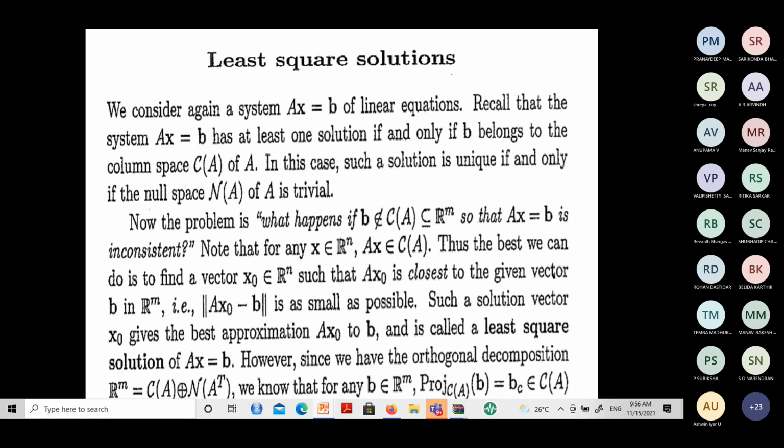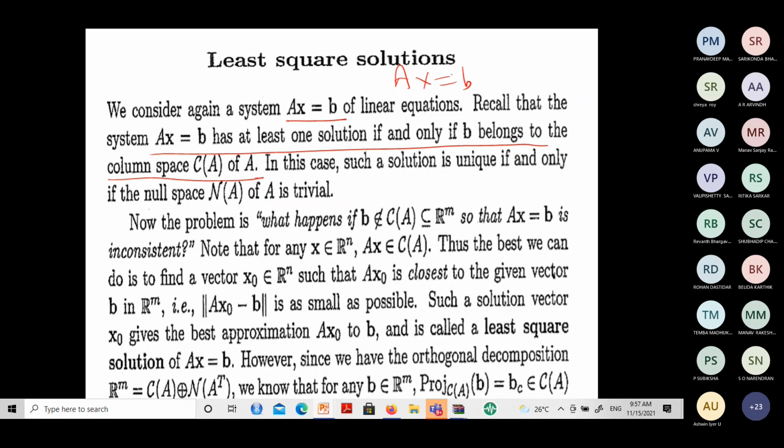Least square solution. So just read this sentence and tell me you remember this or not. We have studied: a system of equations Ax equal to B will have a solution only when B is in the column space of A. You remember this or not? A solution will be there only when B belongs to the column space of A. Could you recollect this?